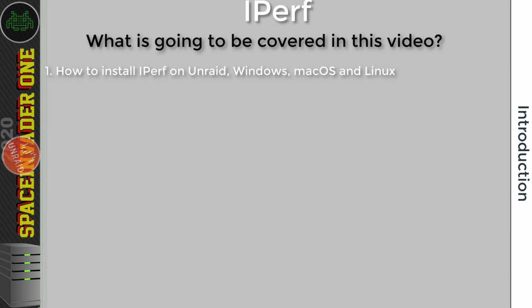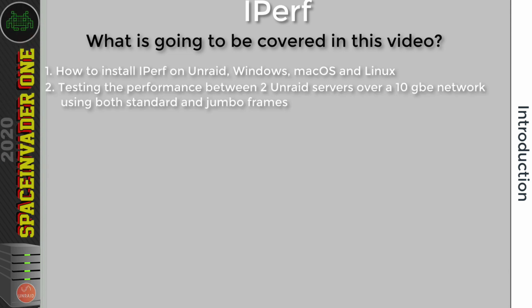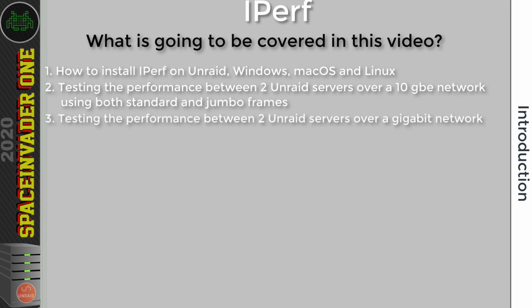After we've seen how to install it, we're then going to go through some tests, and these tests will be run on the different OSs, so you can also see how to use the tool on each. So the first test will be testing network performance between two Unraid servers over a 10 gigabit Ethernet network. And then we'll do a similar test between two Unraid servers, but using standard gigabit Ethernet.